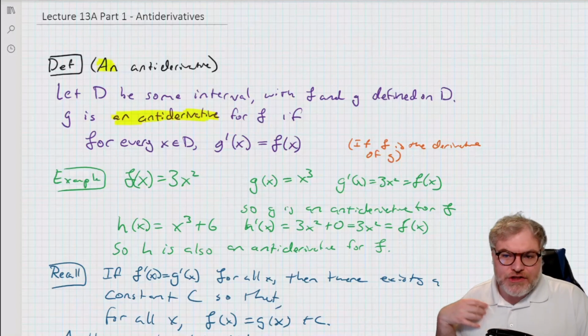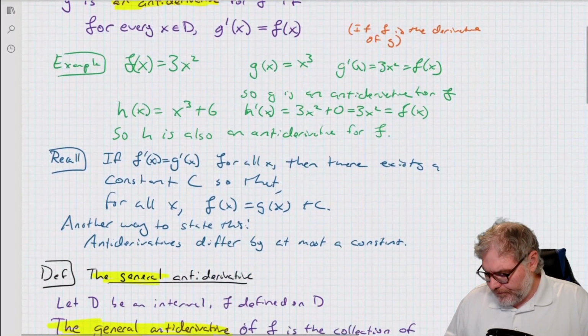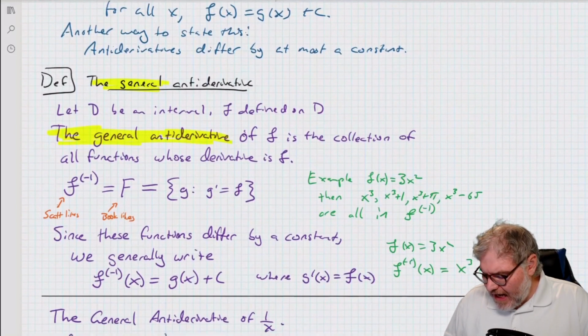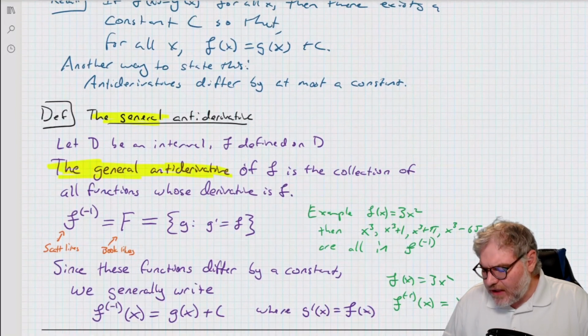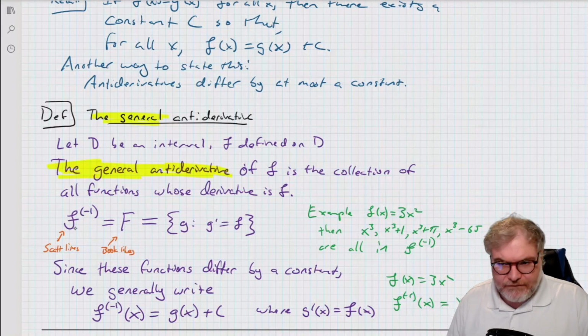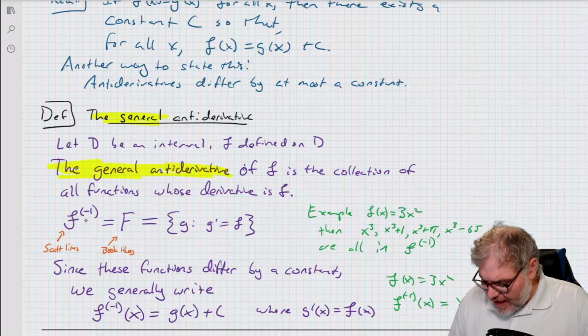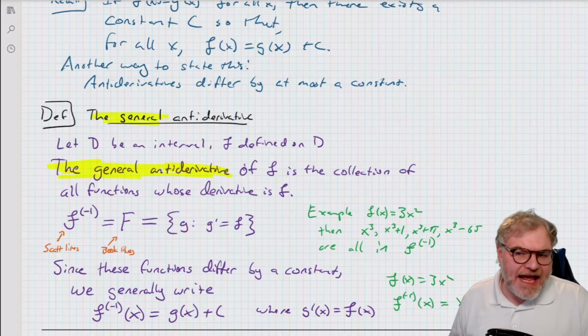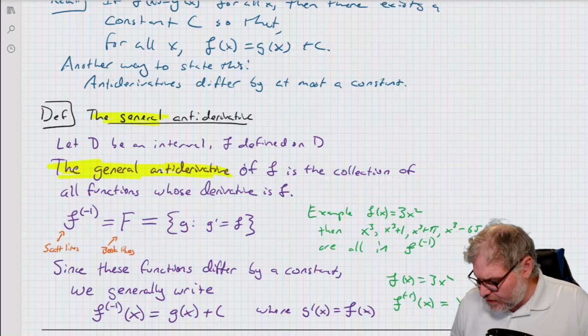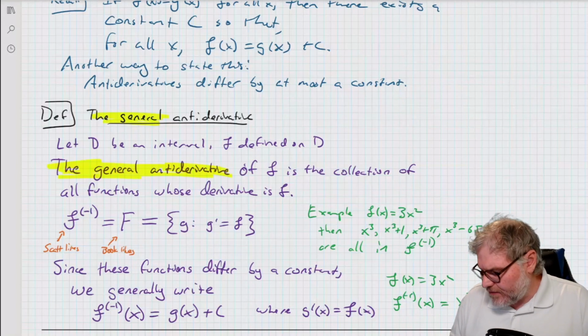So what we call the general antiderivative is going to be the collection of all functions whose derivative is f. And we're going to denote that with this -1 bit for the moment. So we've got f to the -1. And the book likes this big capital F. I don't like that because it can be confusing. This is unambiguous, although some people confuse it with the inverse notation. It's not an inverse, it's an antiderivative, right?